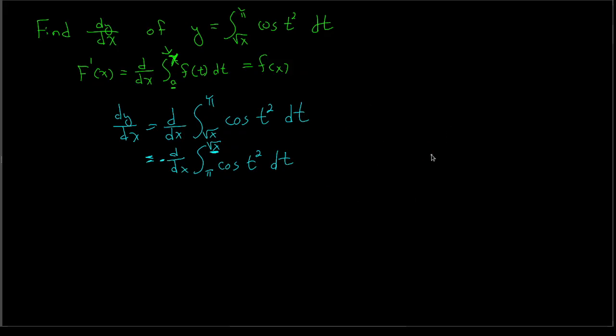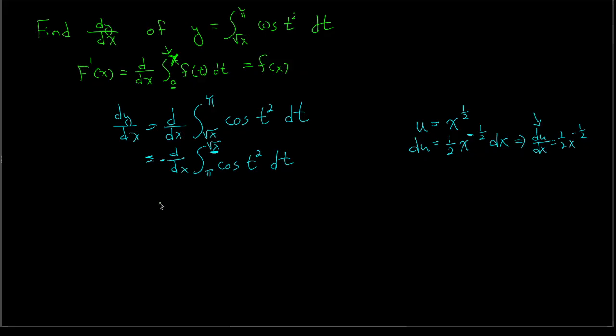So I'm going to do a variable switch over here. I'm going to say that u is equal to x to the 1/2, or square root of x. So du is 1/2 x to the negative 1/2 dx. And I'm going to rewrite this in the form of du dx is equal to 1/2 x to the negative 1/2, because this form will work with a chain rule for me here.